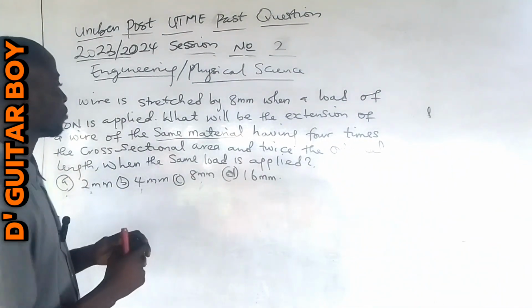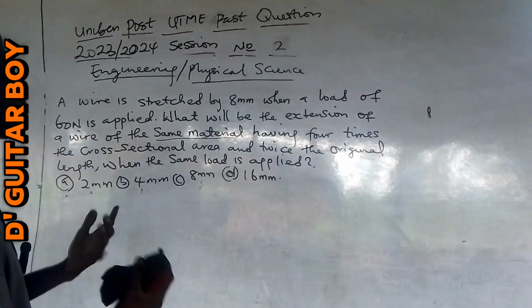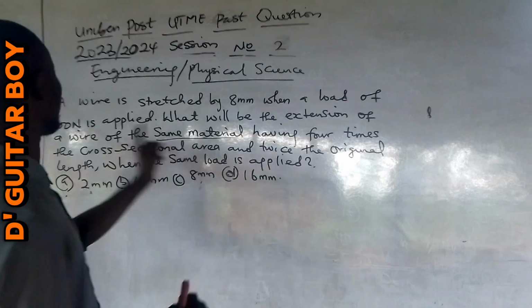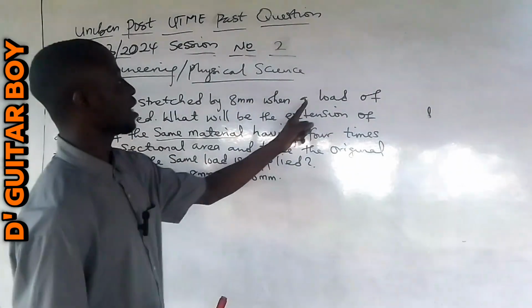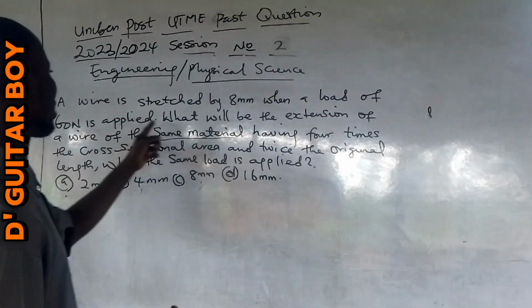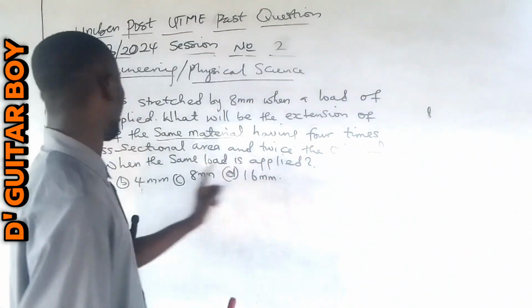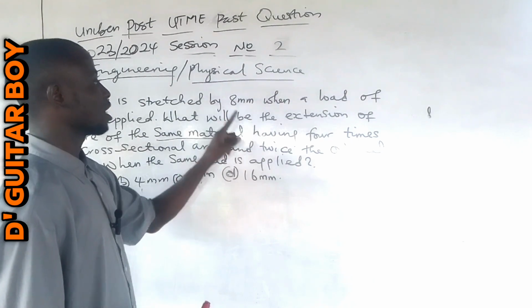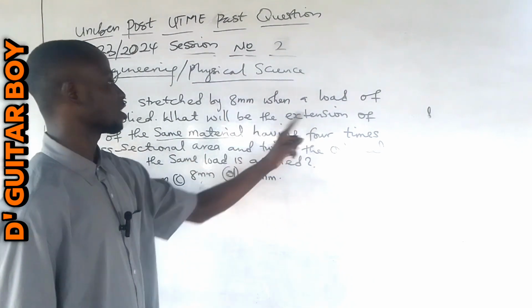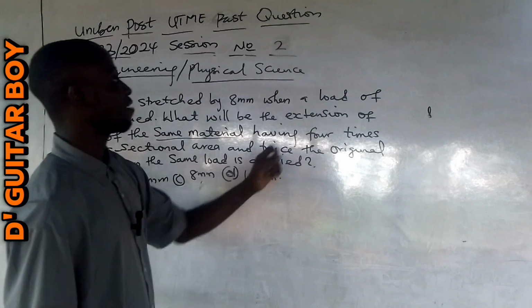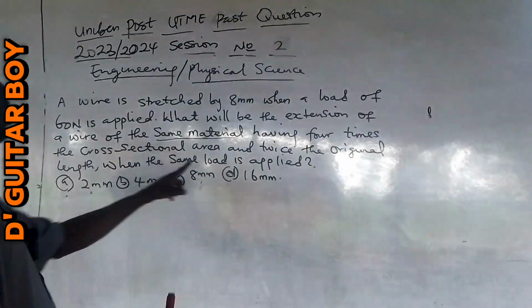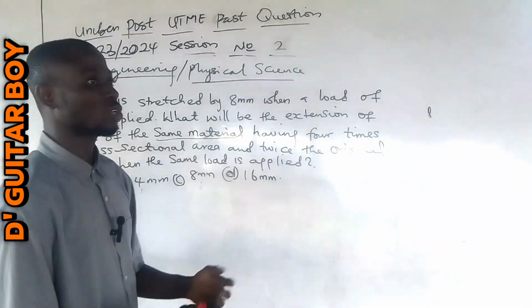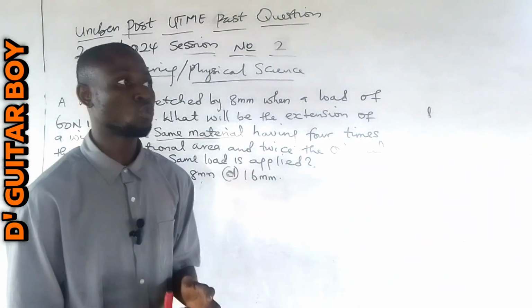You also notice that this particular question has 2 parts. It says a wire is stretched by 8 millimeter when a load of 60 Newton is applied. What will be the extension of a wire of the same material? Now you have the first extension here. Then they are asking what will be the extension of a wire of the same material having 4 times the cross-sectional area and twice the original length. So this question is apparently of 2 parts.